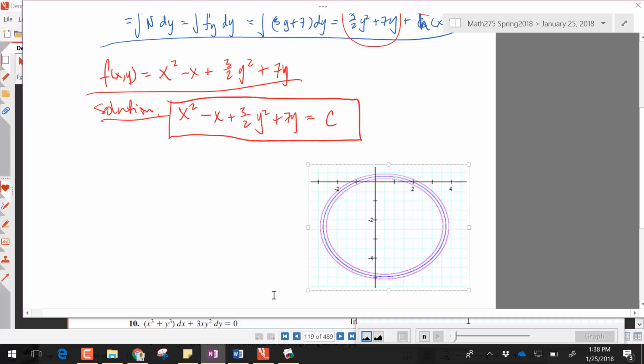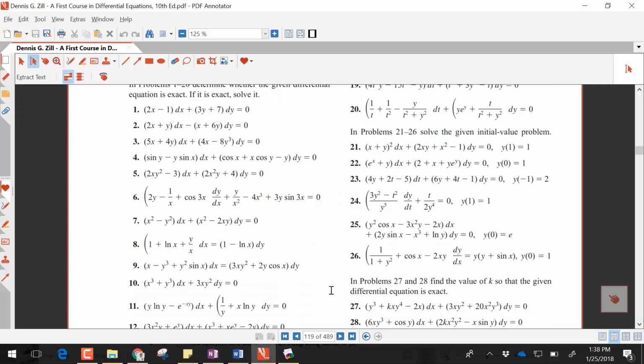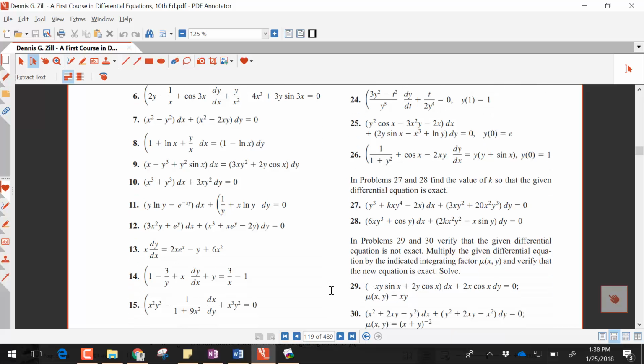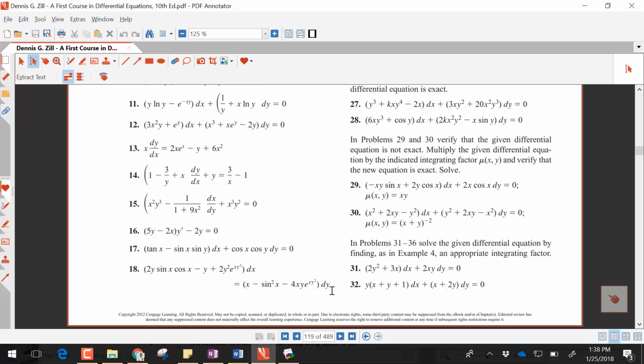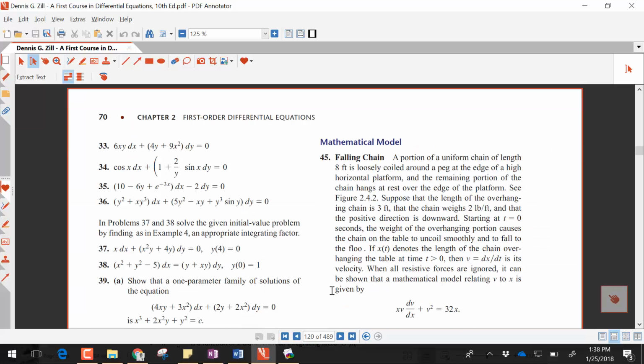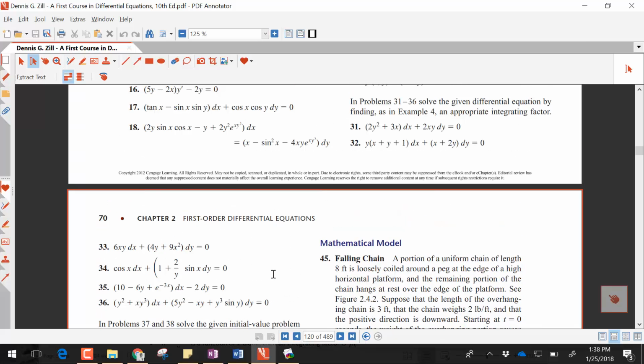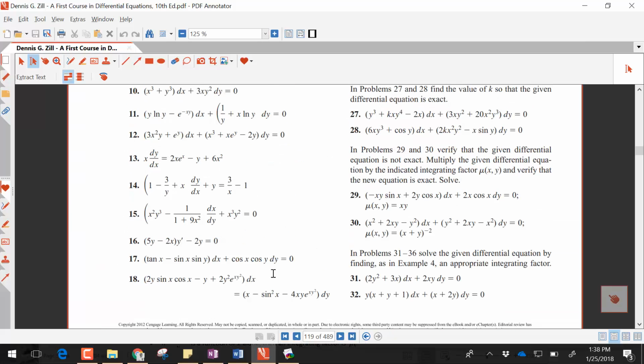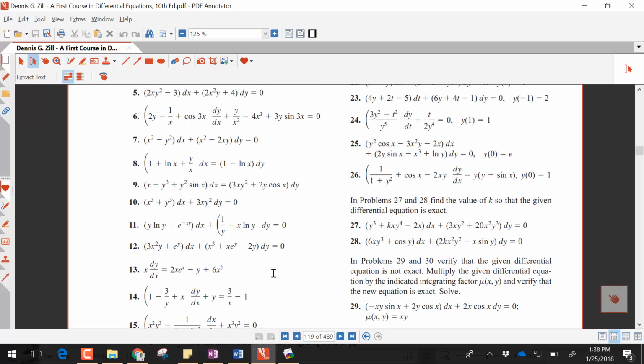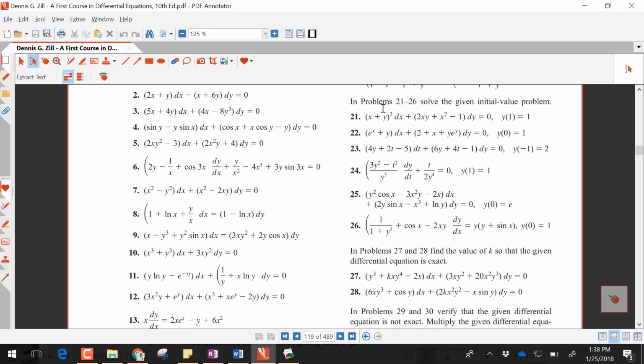All right, let's do another one. Is there one with initial conditions? Here you go, 37, 38. Oh, they have integrating factors. We're staying away from integrating factors. Up here, 21 through 26. Let's pick one. Which one do you guys want to do? 25. Yeah. Okay.